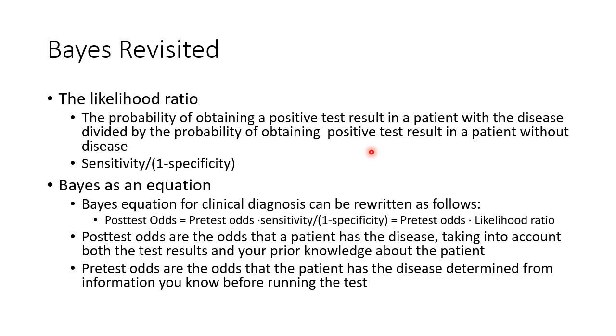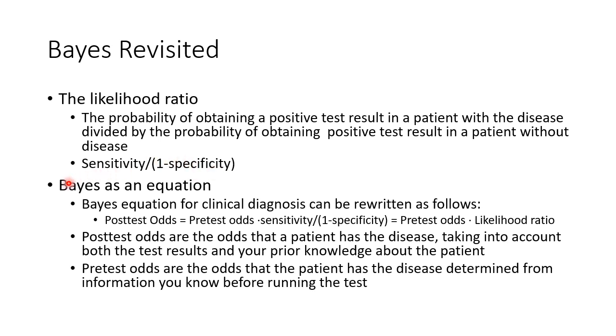And it seems a little dense so far, but stick with me, okay? So again, looking at sensitivity, and sensitivity is telling us, if they actually have the disease, what is the probability I'm actually going to get a positive test result? And then you divide that by 1 minus specificity. Specificity tells us that if they don't have the disease, they should get a negative test result.